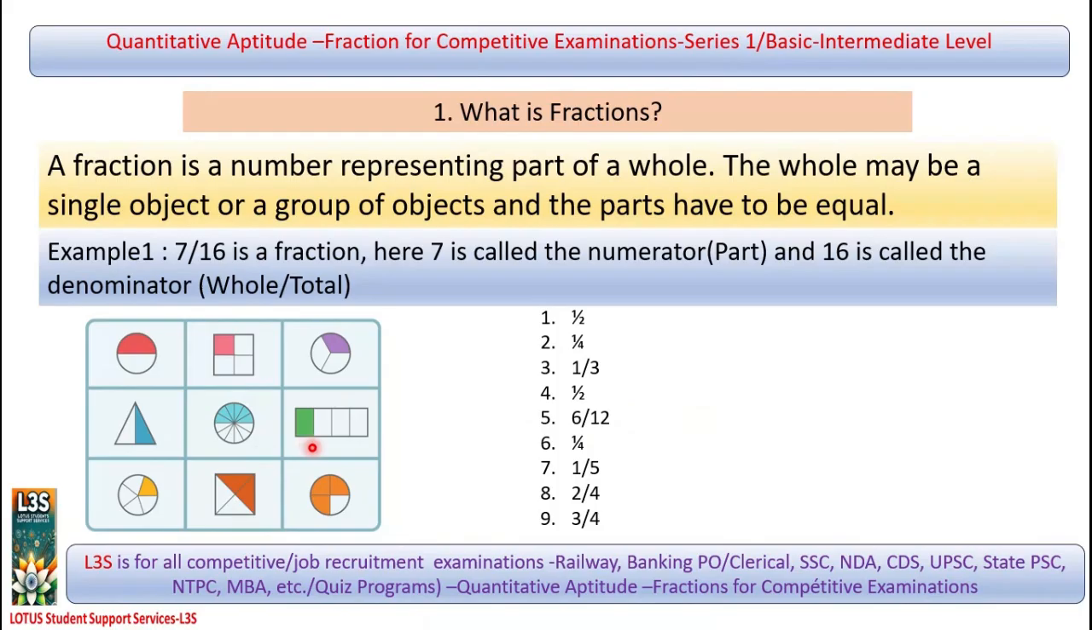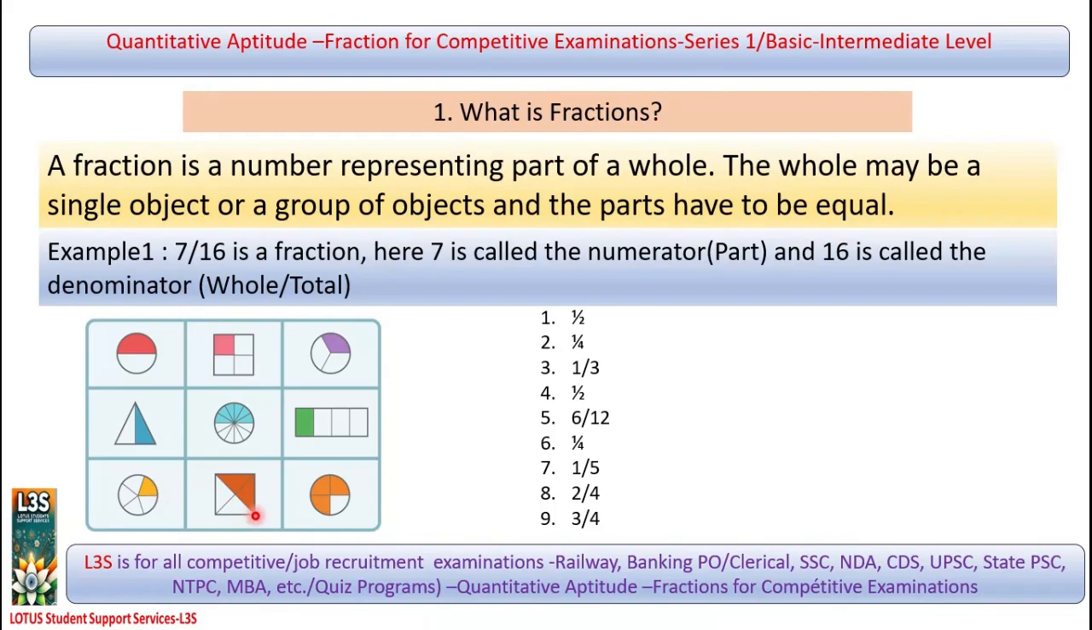Next figure, it's a rectangle and it is divided into 4 parts and one part is colored green, so the fraction of this green part will be 1 by 4. Next one is a circle, it is divided into 5 parts and one part is colored yellow, so the fraction of this color will be 1 by 5. And what is the fraction of the non-colored part? That will be 4 by 5, and the total will be 5.